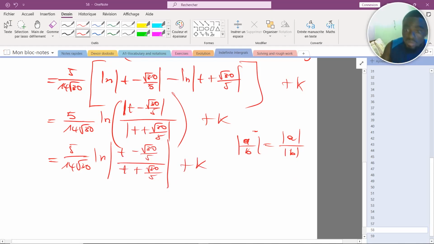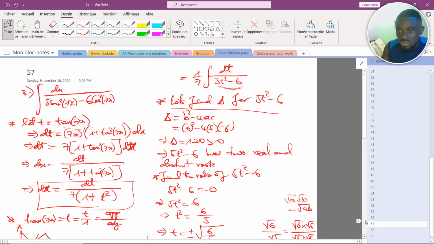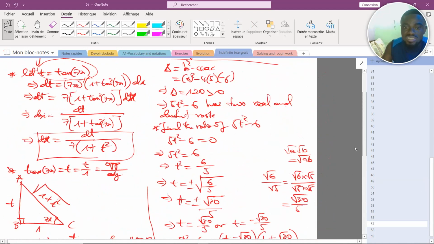But remember something. Our integral was given in terms of x. So we are supposed to leave our answer in terms of x. Now, what was the relationship between t and x? If you can remember, at the beginning, our t was equal to tan 7x. You get what I'm saying? Our t was equal to tan 7x.